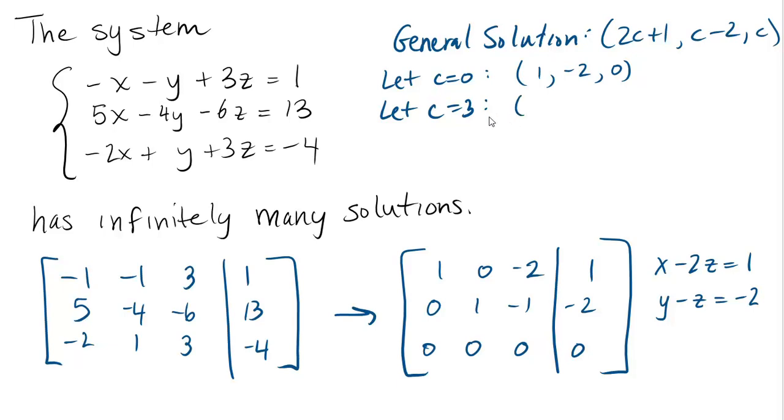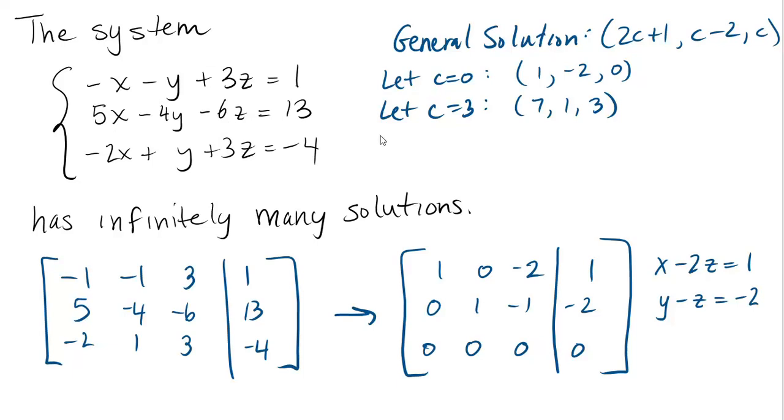When you plug 3 in for c, you get 7, 1, 3. So 7, 1, 3 should work in all 3 equations. I don't want you to have to watch me check all 3. Let's just check the middle one. So 5 times 7 is 35, 4 times 1 is 4, and 6 times 3 is 18. So 35 minus 4 is 31, and 31 minus 18 is 13. Yeah, it works there. You can verify that it works in the other 2.